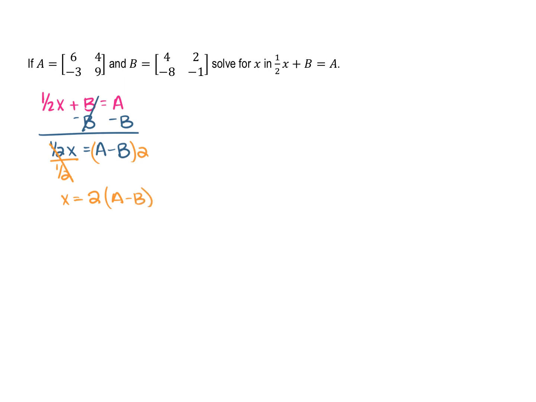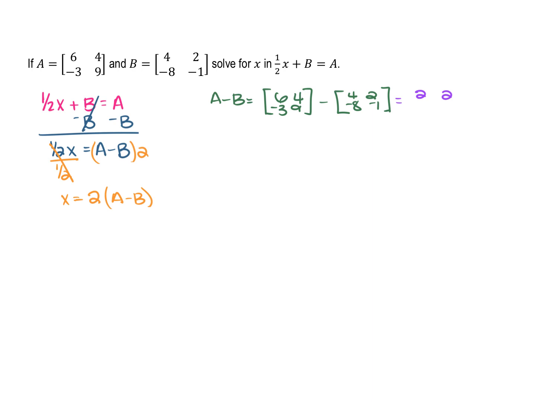If you're finding 2 times a minus b here, I would find first the a minus b. So you're going to have your first matrix minus your second. From here, you're just subtracting, so make sure that your dimensions are the same. The 6 minus 4 is going to give us 2. The 4 minus 2 gives us 2. Negative 3 minus negative 8 is negative 11. And 9 minus negative 1 is 10.